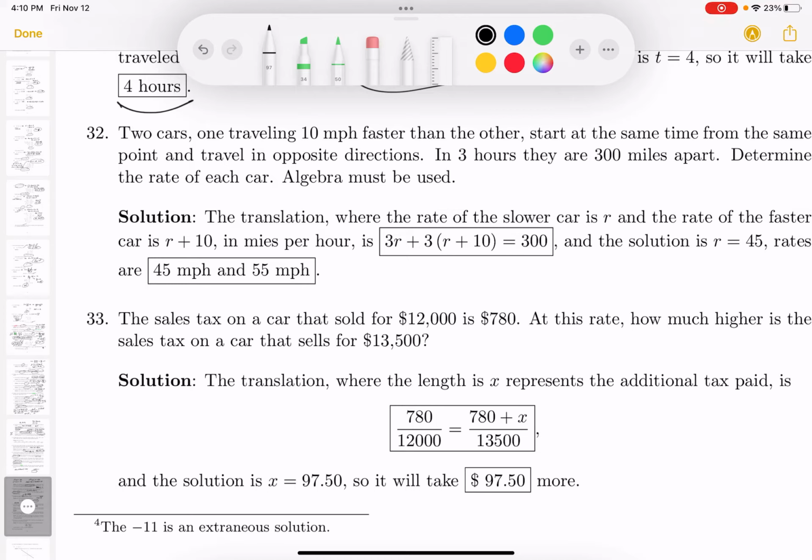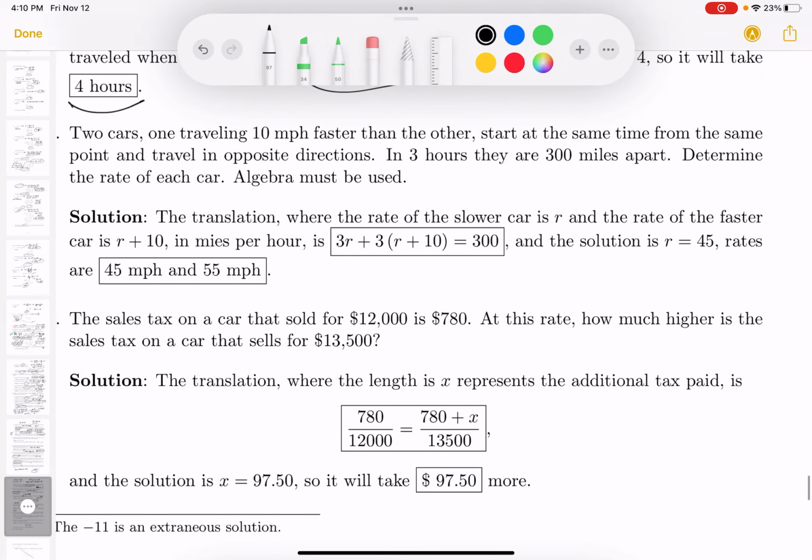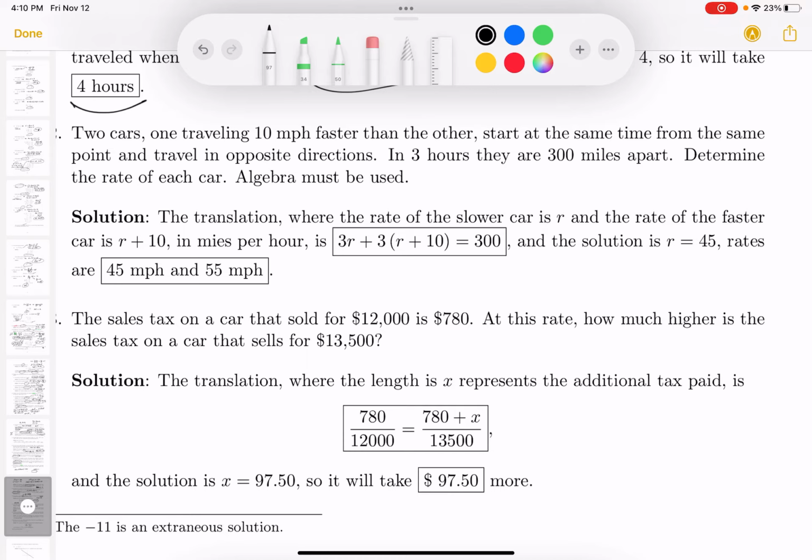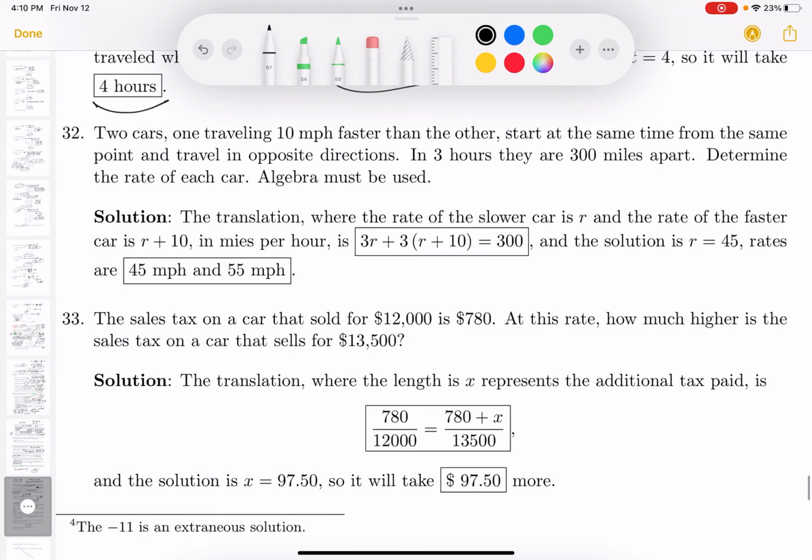So 2 cars, one traveling 10 miles per hour faster than the other, start at the same time and from the same point and travel in opposite directions. In 3 hours, they're 300 miles apart. So let's take a look at it. I'm going to put down that 2 cars, one traveling 10 miles per hour faster than the other. So the rates are going to be 10 plus x. That's the rate of one guy. And the other guy's going x miles per hour. And it says in 3 hours.